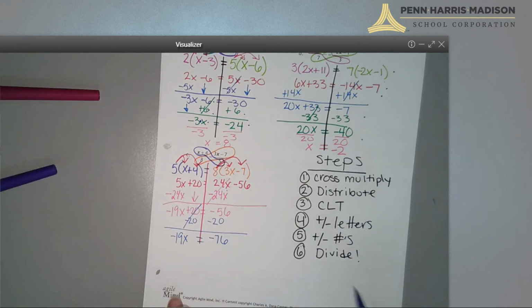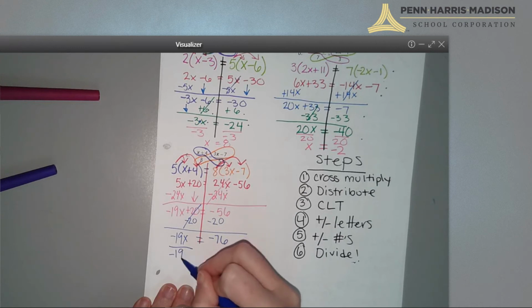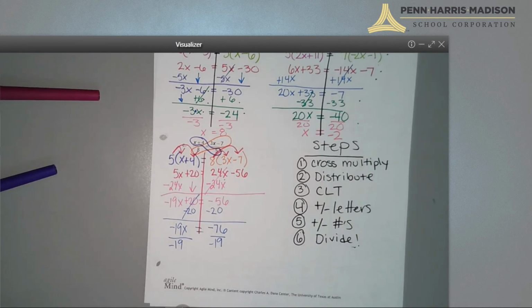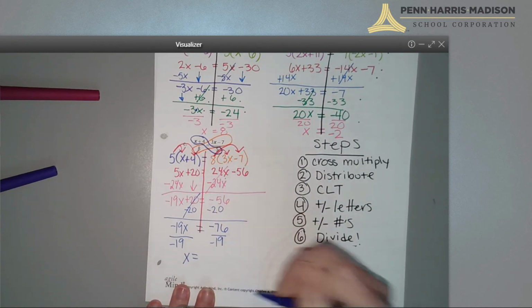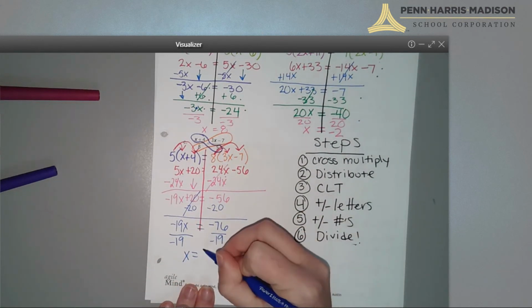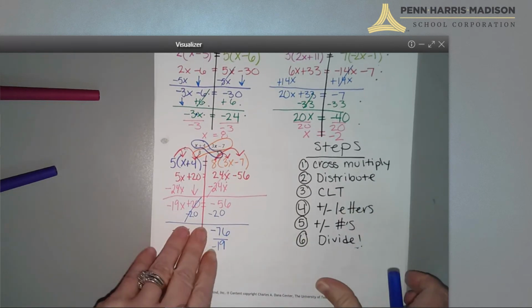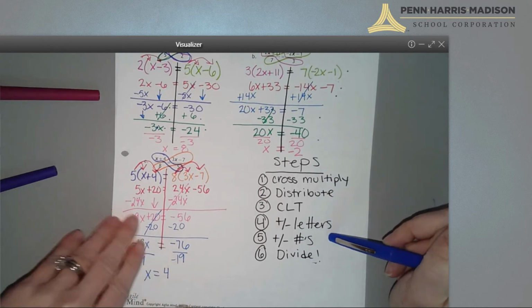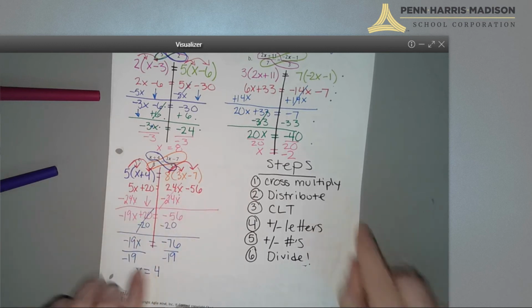Okay, and then my last step is to divide. Divide both sides by negative 19. And when I do that, negative 76 divided by negative 19 is a positive 4. See, that wasn't so bad. Okay, 6 steps total, and we only had to do 5. Okay, and some of you could probably do steps 1 and 2 in 1.